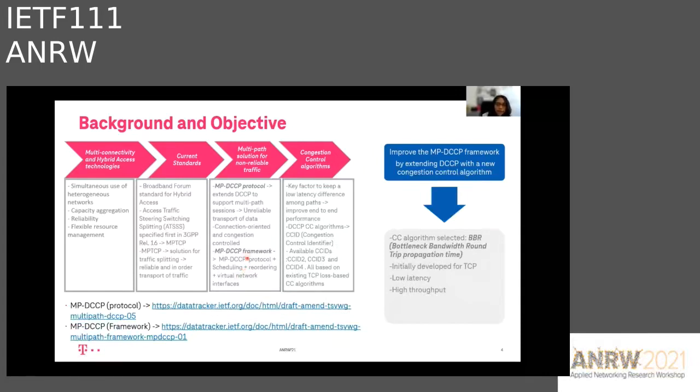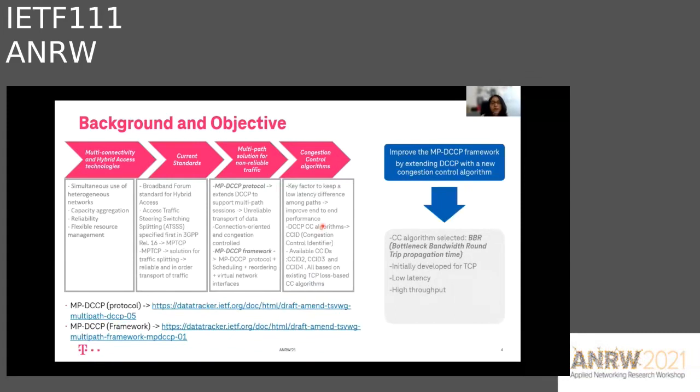This framework has already been tested and evaluated, and the evaluation results show that the latency difference among the available paths has a strong impact on the end-to-end performance. Also, the latency difference has a strong dependence on the congestion control used within the framework. Right now, DCCP has 3 standardized congestion controls, which are CCID2, CCID3, and CCID4. And all of them are based on existing TCP loss-based congestion control algorithms.